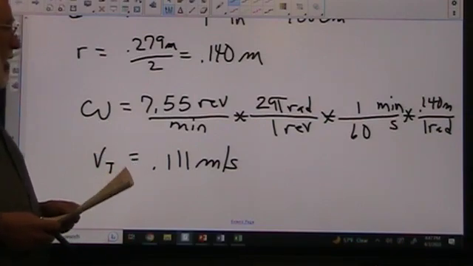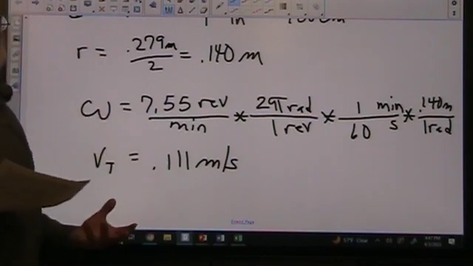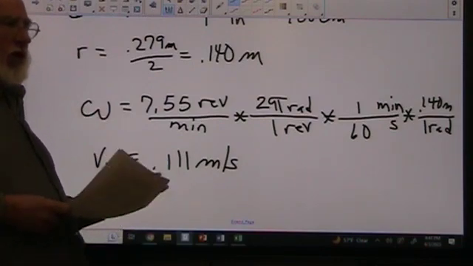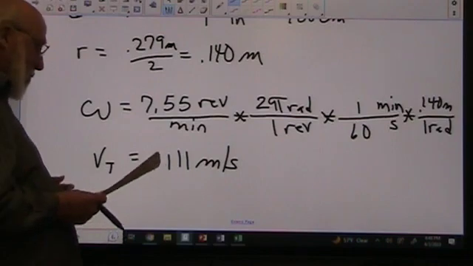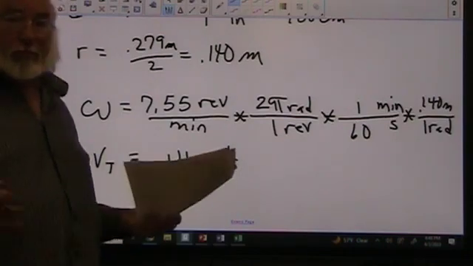So I give you some practice problems. This is more of a refresher, but it's a different way of looking at angular momentum and angular velocity and angular distance and all that good stuff. So do the practice problems and have fun.